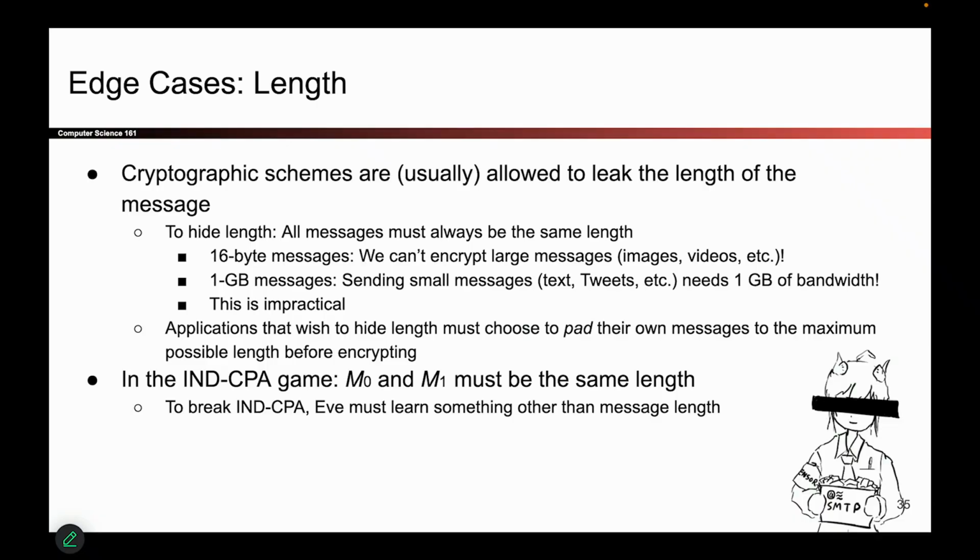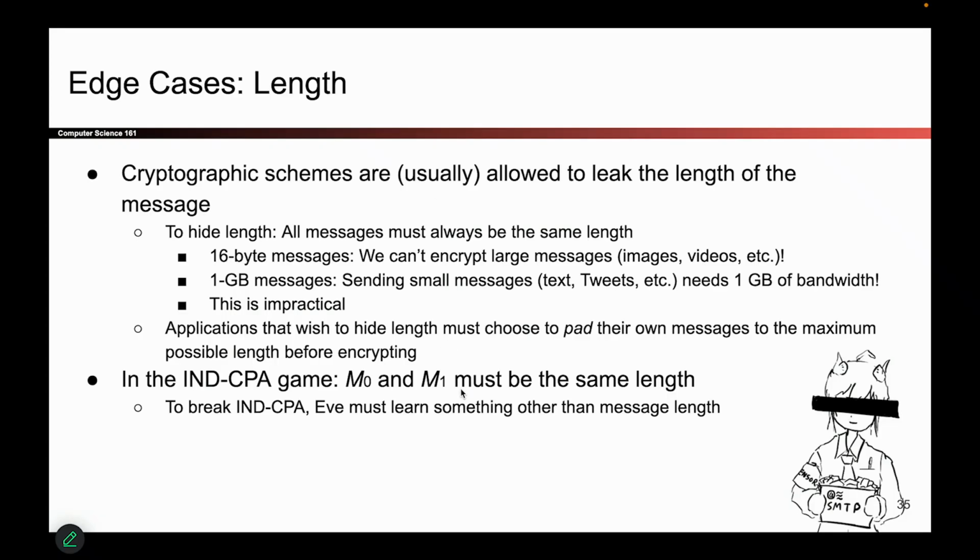So in reality, what we usually do is we make an exception and we say, it's okay if Eve is able to learn that my message is short or long, as long as she doesn't learn anything else about the message. And if you want to hide length, you have to add your own padding. That's not something that the scheme will provide for you. So to make a long story short, cryptographic schemes are usually allowed to leak the length of the message.